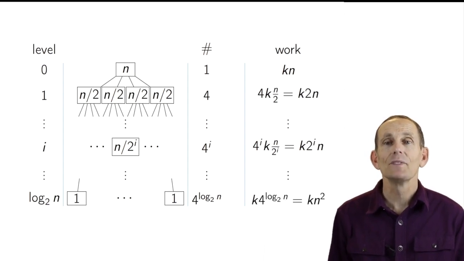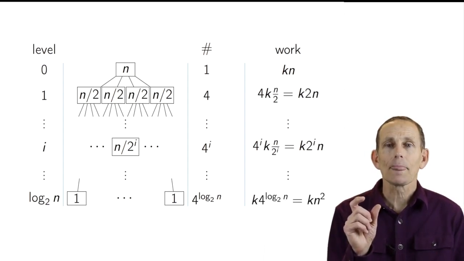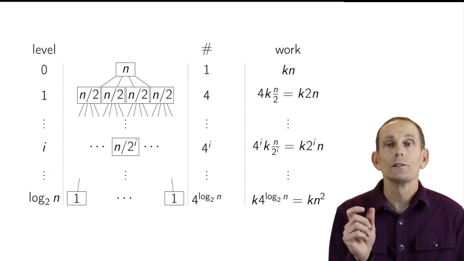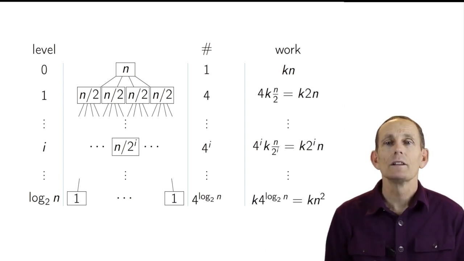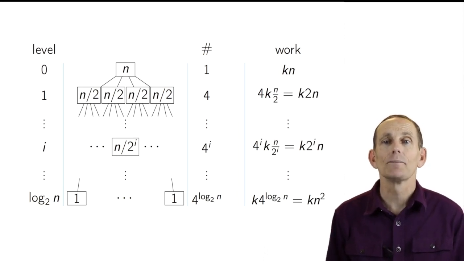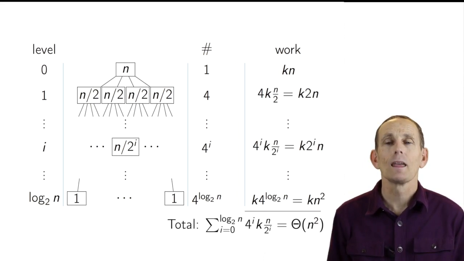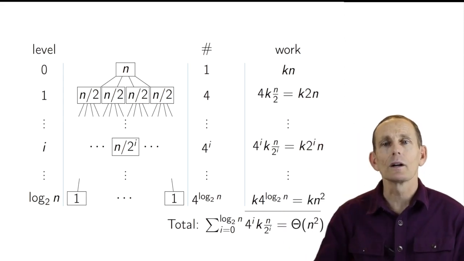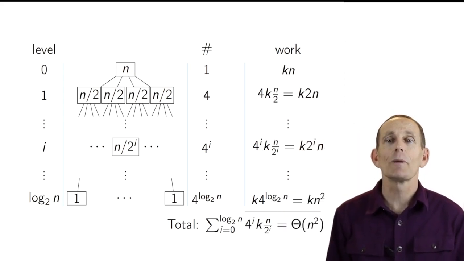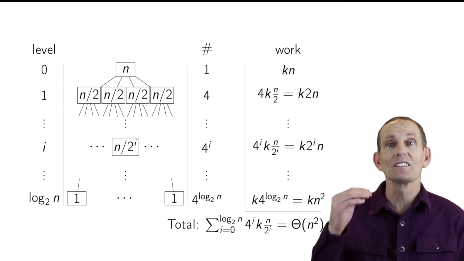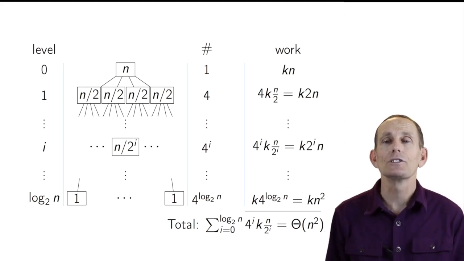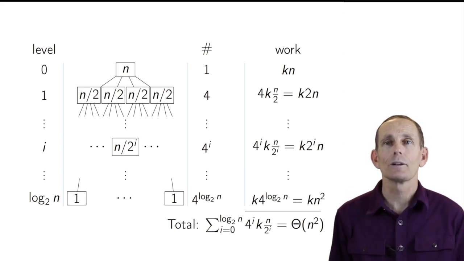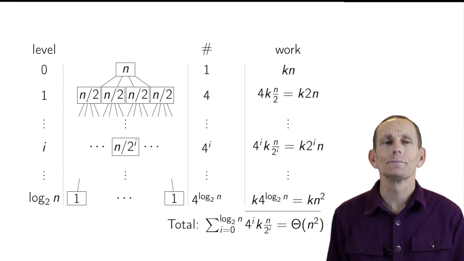And at the very bottom, we have k amount of work. We have a problem size of 1 times 4 to the log base 2 of n. Well, 4 to the log base 2 of n is just n squared. So we have kn squared. Our total, as we sum up all the work, is going to be the summation from i equals 0 to log base 2 of n of 4 to the i, k times n over 2 to the i. And that just gets dominated by the very bottom term, which is big theta of n squared. So that's what our runtime takes.